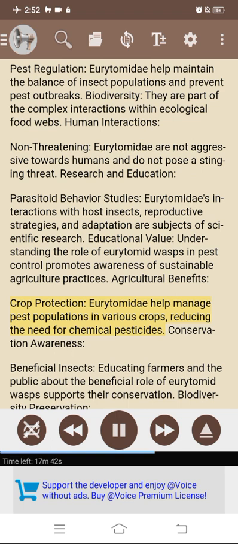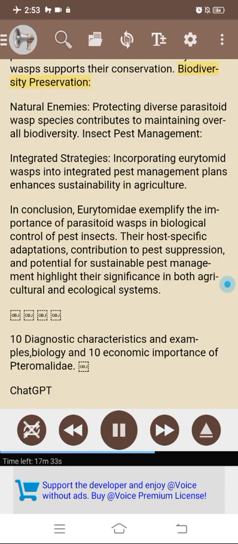Agricultural benefits. Crop protection. Urotomid help manage pest populations in various crops, reducing the need for chemical pesticides. Conservation awareness. Beneficial insects. Educating farmers and the public about the beneficial role of urotomid wasps supports their conservation. Biodiversity preservation. Natural enemies. Protecting diverse parasitoid wasp species contributes to maintaining overall biodiversity. Insect pest management. Integrated strategies. Incorporating urotomid wasps into integrated pest management plans enhances sustainability in agriculture.